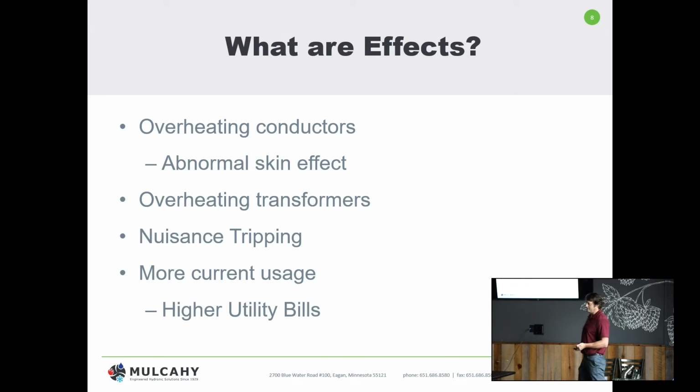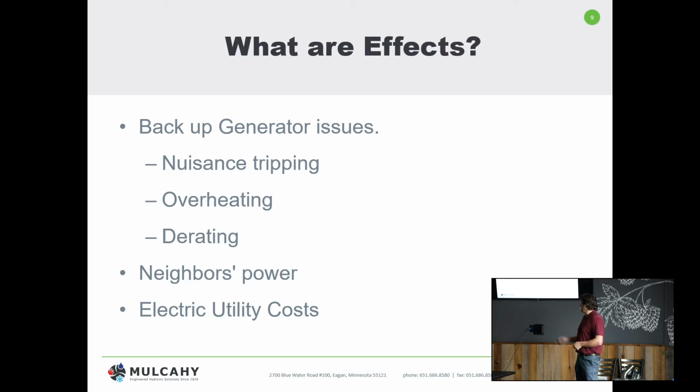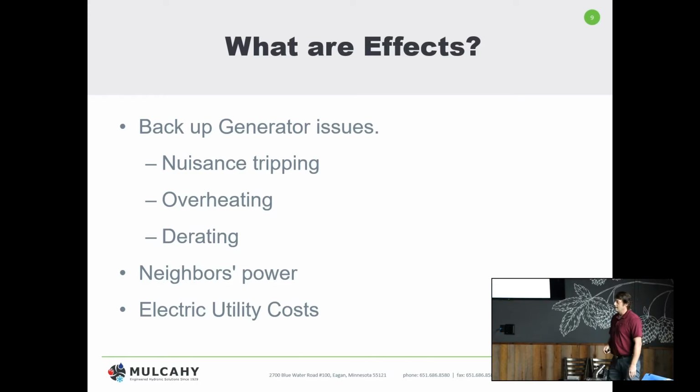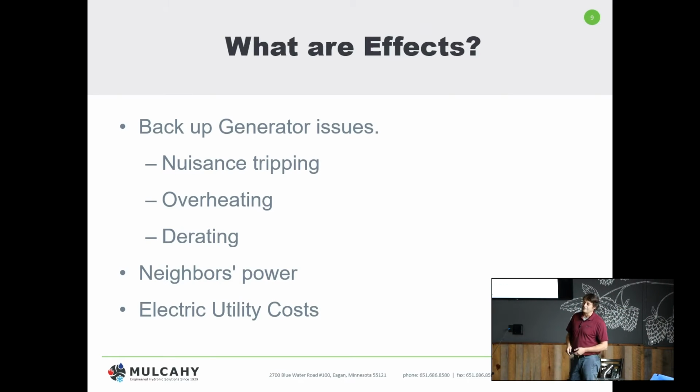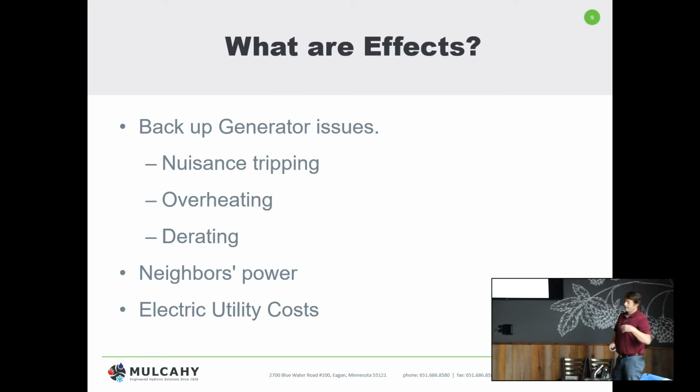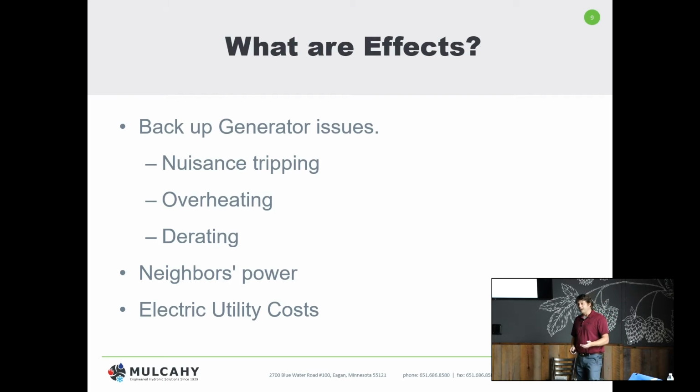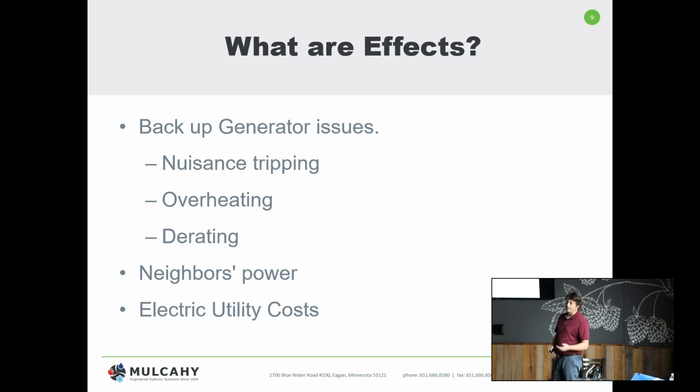Some other effects that you might have are on backup generators. If you're using a standby generator or emergency generator, they're going to end up with some of the same issues, the nuisance tripping, the overheating. As generators are being added to buildings or new designs, you're going to have to derate because of the harmonics that could be there. So instead of sizing a generator to 1.5 times the load, you're going to be sizing it to 2 times the load.